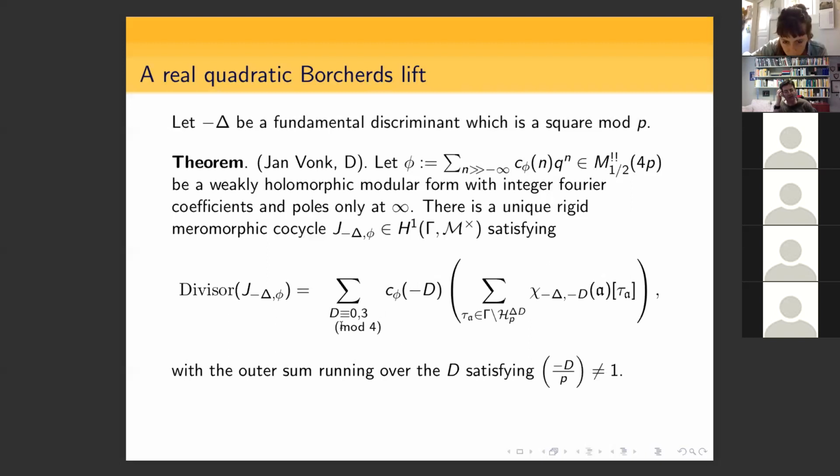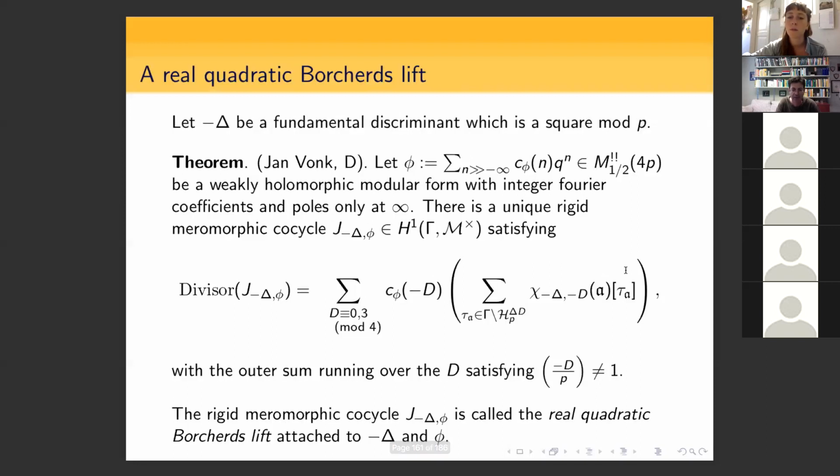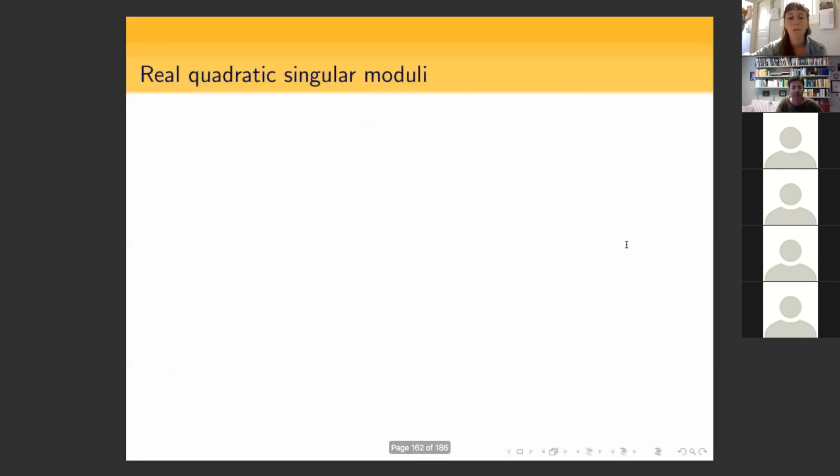You don't have to worry about this explicit formula, which is kind of complicated, but the main point is that you can read off the divisor of the rigid meromorphic cocycle from the principal part of an input modular form, which is weakly holomorphic of weight 1/2. And that has very much the flavor of the Borcherds lift, which takes as input a modular form of weight 1/2 and produces a meromorphic modular form having divisors at CM points. So this is very much the same phenomenon. And this rigid meromorphic cocycle, we simply call it the real quadratic Borcherds lift attached to the weight 1/2 form phi.